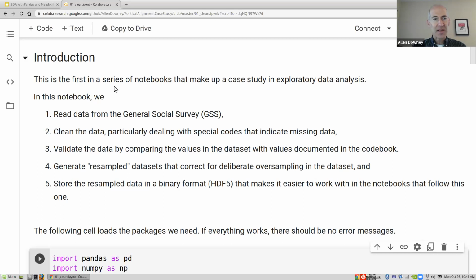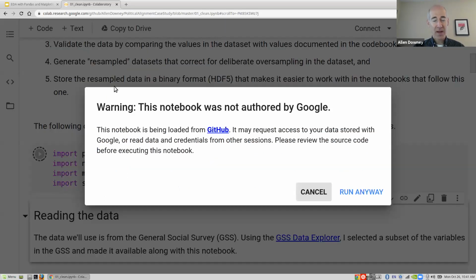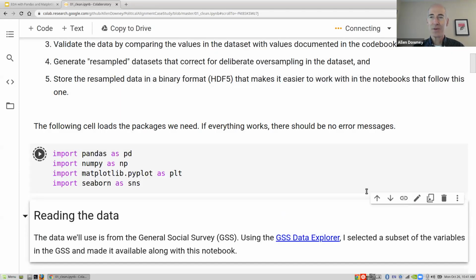When you get to the first cell that has code in it, when you run that cell, you'll get a warning from Colab that tells you that this notebook was not written by Google. It was written by me, and so you can go ahead and run it. It doesn't do anything malicious, and in fact, it would not be easy to do malicious things in a notebook. Well, I don't know. Anyway, this one doesn't do anything malicious. So I load up some of the libraries that we're using, including the ones I mentioned, pandas and matplotlib.